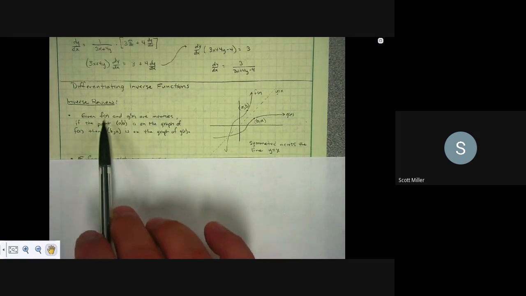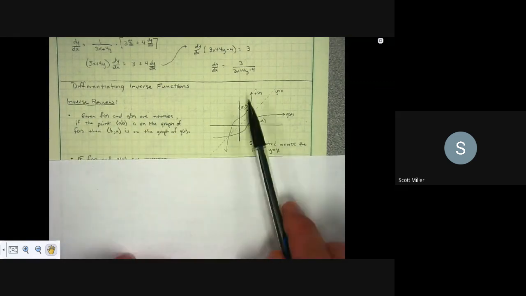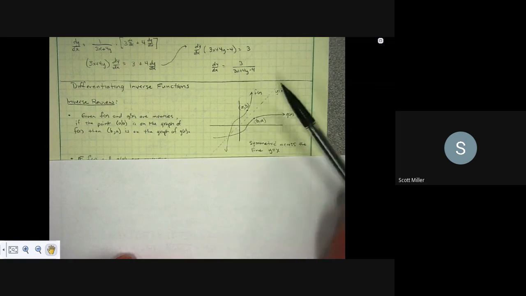If I have two functions, f and g, that are inverses, they will be symmetric about the line y equals x. Remember, the inverse is where you switch the x and the y. See, this was an x, that was a y, now that's x and that's y. You switch the x with the y.